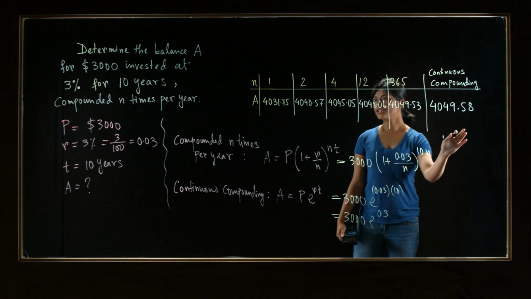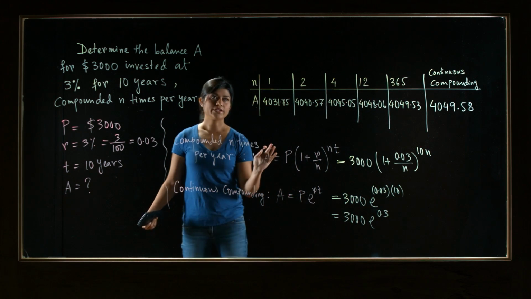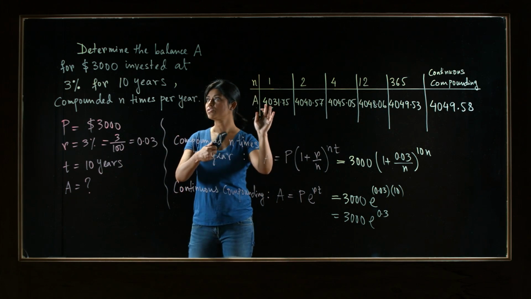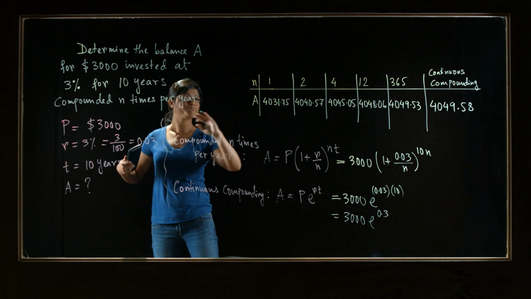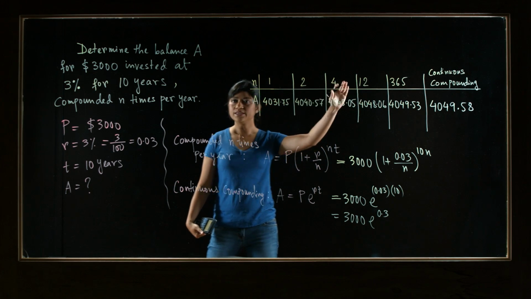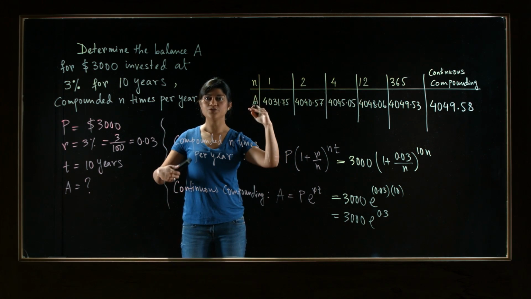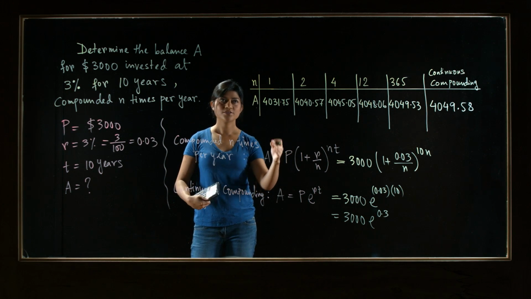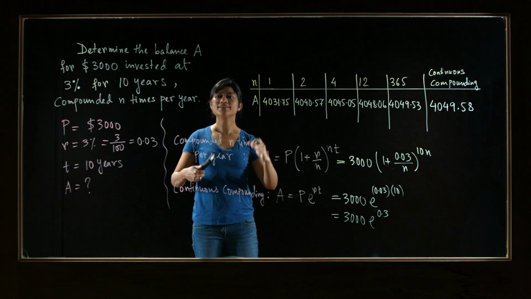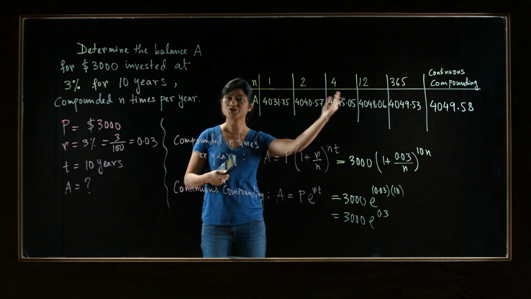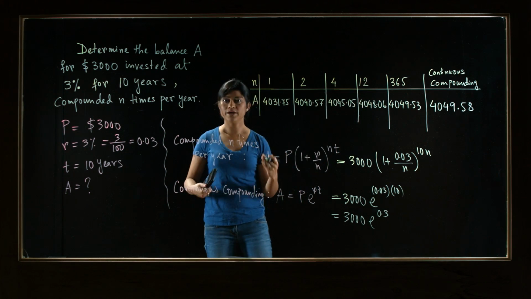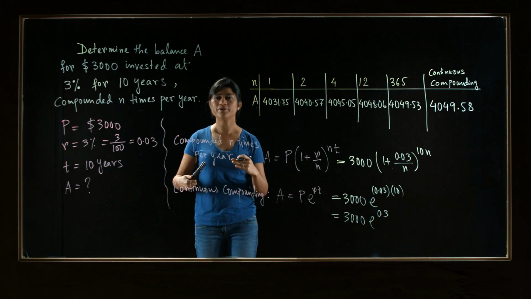So now that we finished our table, let me point out what this really means. Notice that we are figuring out what is the balance when you invest $3,000 for various n's. Now what do these n's really mean? Look, n equals 1 means that you're compounding that amount annually. So when you do that, your balance is right here. n equals 2 means you're compounding it semi-annually, and you get your balance, and so on. So n equals 4 means you're compounding quarterly, 12 means monthly, and 365 means you're compounding it daily.